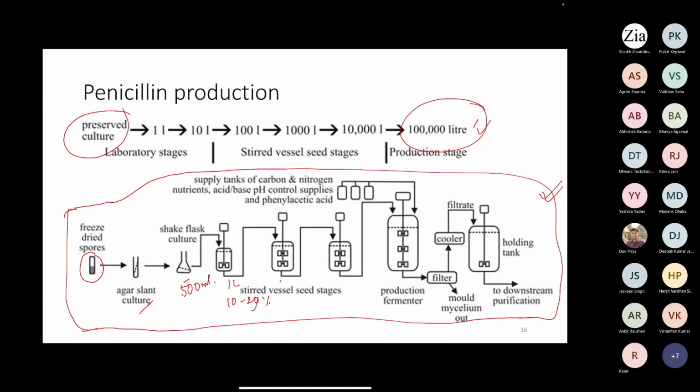Before going to the reactor system, we use multiple units for processing the substrate or for generating the inoculum. So essentially, when you talk about your actual bioprocess system, all these stages before the production fermenter will not come under this production unit.